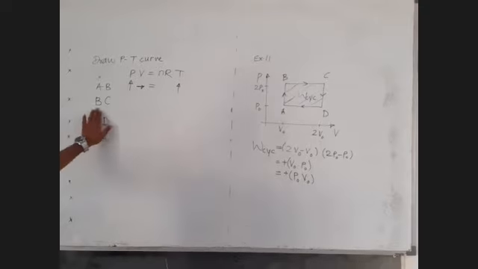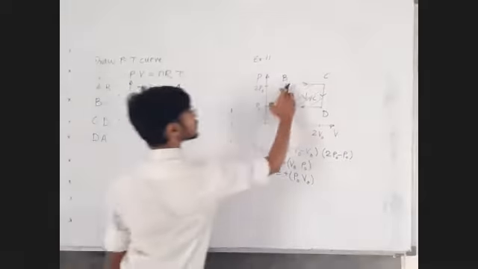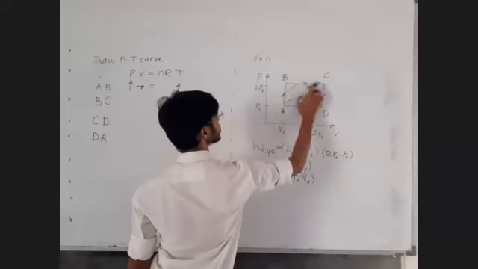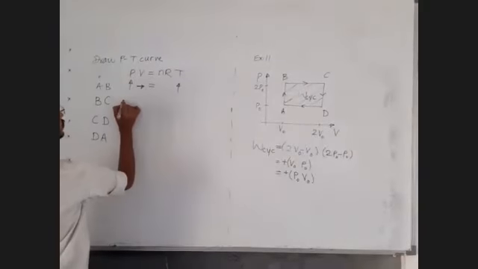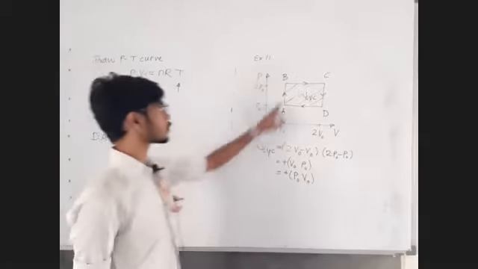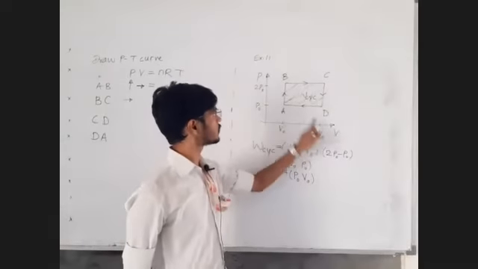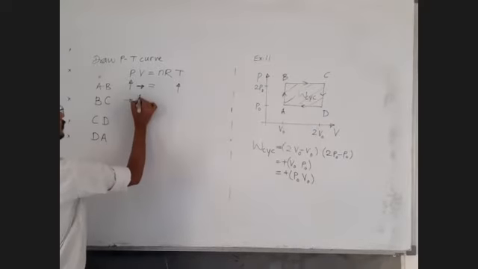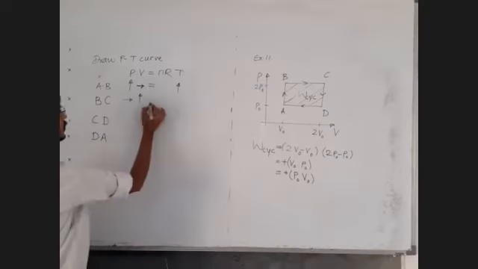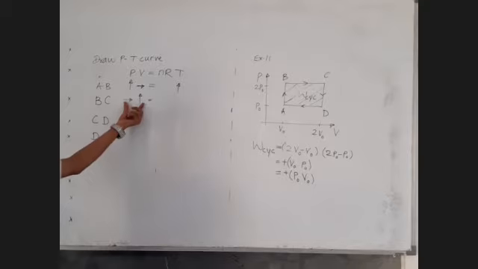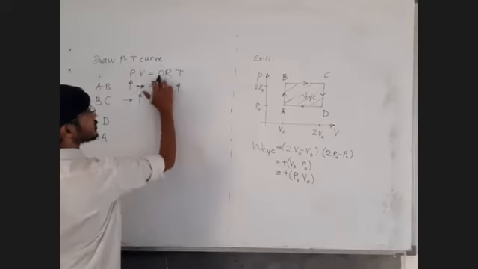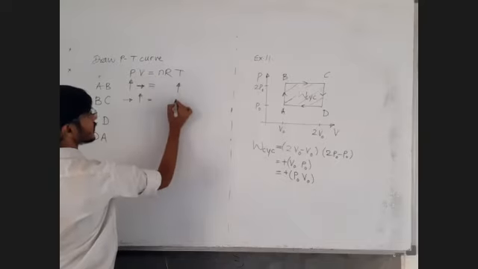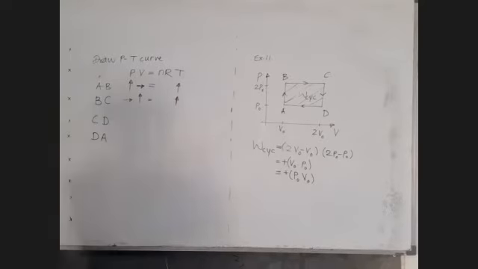Okay, sir. Now in the process B to C, we can observe that pressure is constant. In the process B to C, volume is increasing. So the left hand side is again increasing, so the right hand side should also increase. Again temperature will increase.